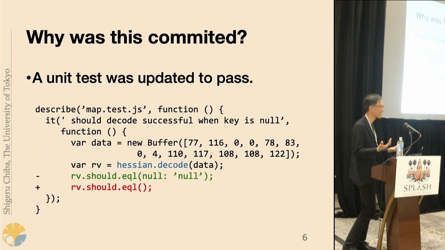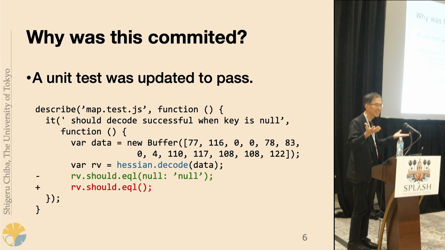Well, unit testing was originally invented by the smart people, right? But anyway, in this particular case, this regression was not found by the original committer. He wrongly committed this bug, and later another guy found that this unit test is wrong.